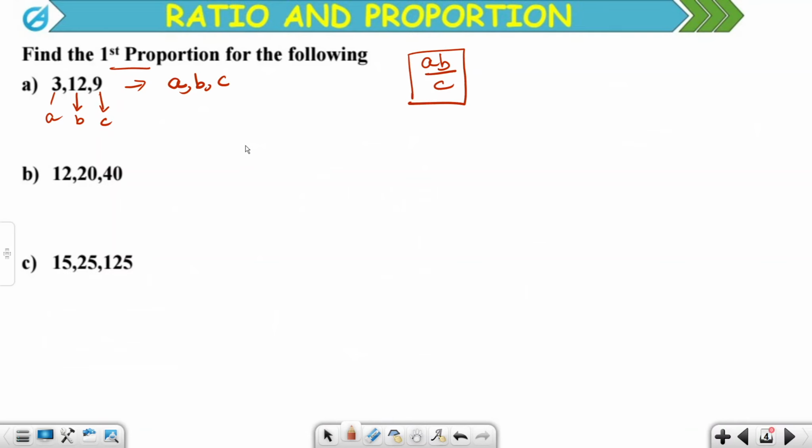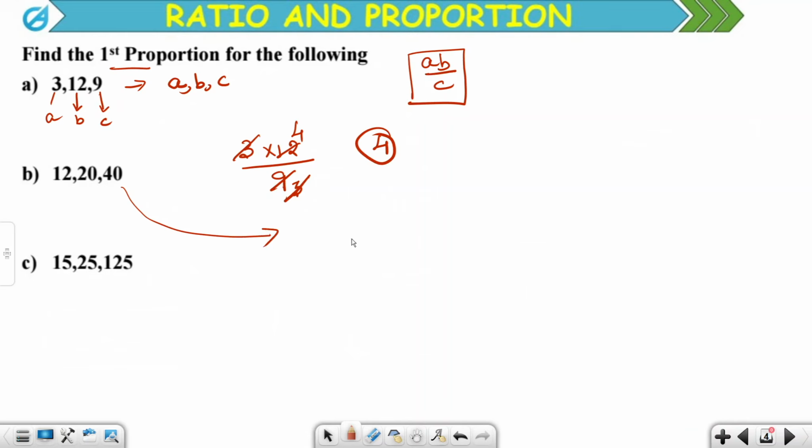So what you have to do is multiply. What is the value of A? 3. What is the value of B? 12. What is the value of C? 9. So 3 into 12 by 9. This is 1 time and this is 3 times. Again, this is 1 time and this is 4 times. So the first proportion for 3, 12, and 9 is nothing but 4.